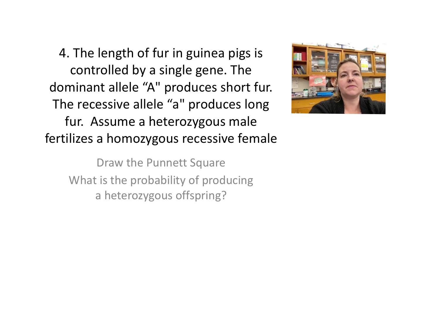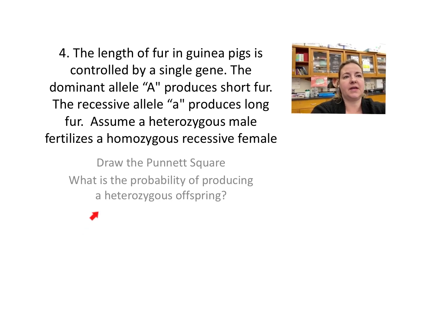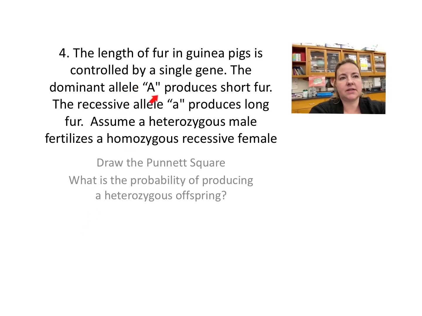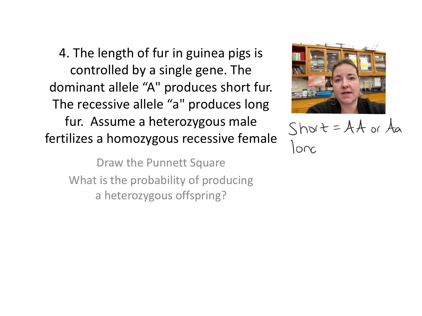So the next problem says we have guinea pigs and the dominant allele is capital A, and that's going to produce short fur. The recessive allele, lowercase a, produces long fur. So if we think about this, that means there are 2 different possible genotypes to have short hair: capital A, lowercase a, and 2 capital A's.